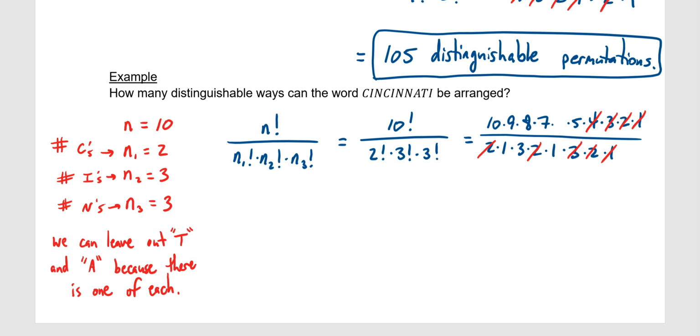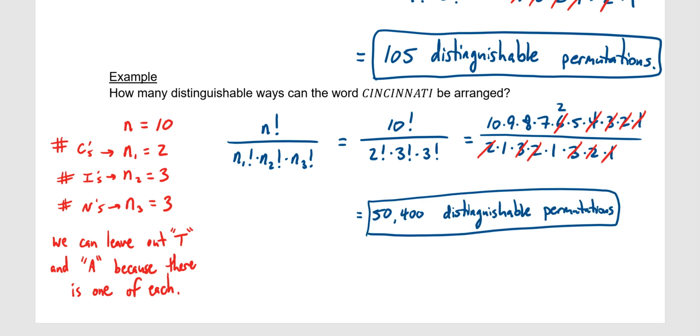So 6 divided by 3 is going to give us 2. And then in the denominator, the 3 cancels. 3 divided by 3 is 1. So now we're just left with 1 times 1 in the denominator, which is just 1, so we can ignore it. So we're left with 10 times 9 times 8 times 7 times 2 times 5. And this will end up giving us 50,400 different arrangements.